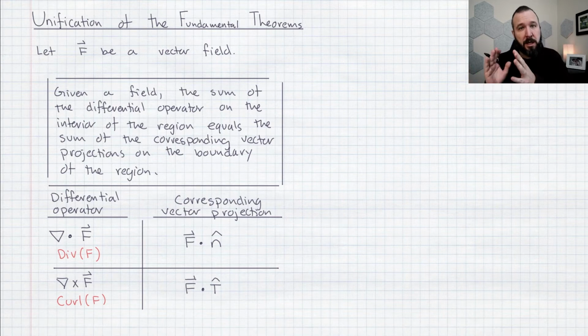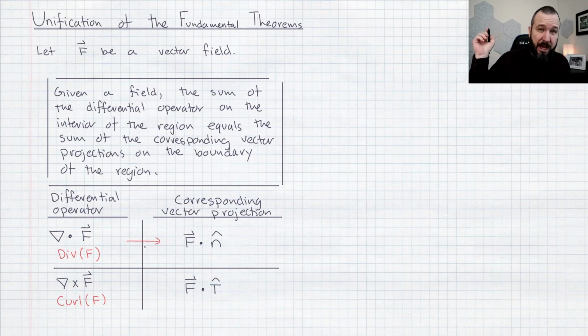So it's a statement about a relationship of adding up a bunch of things on the inside of the region and adding up a bunch of things on the boundary of the region. And it always uses this correspondence. Divergence always corresponds with the projections onto the normal vector, and the curl always corresponds to the projections onto the tangent vector. So this is a lot. That's a very dense statement.